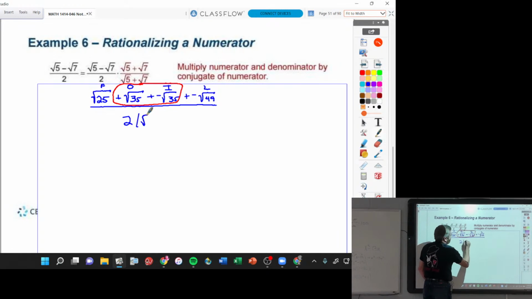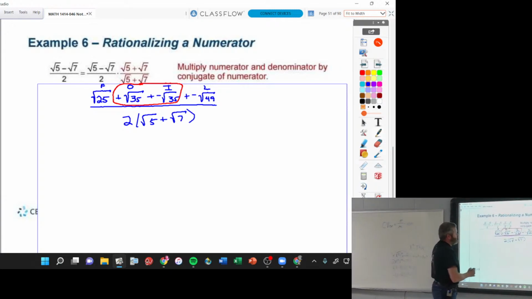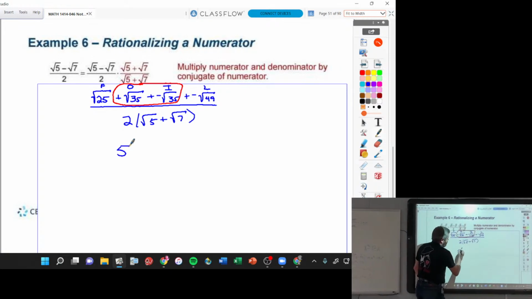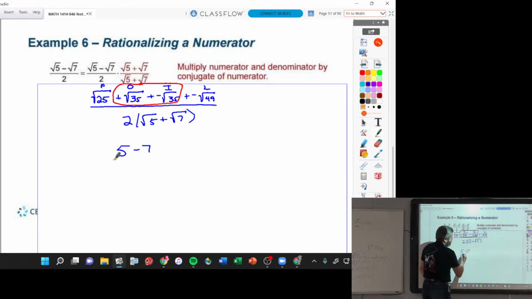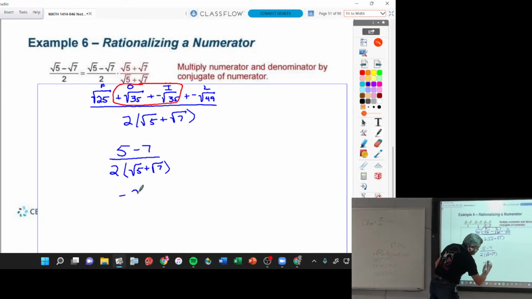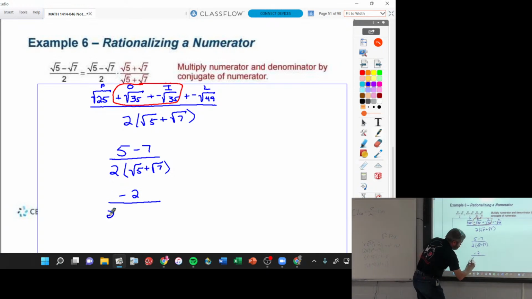So we're going to end up with a 5 minus 7 in the numerator, which means no radical, and 2 times the square root of 5 plus the square root of 7 on the bottom. So again, back to the top, the square root of 25 was 5, minus 7 is negative 2. Outside and inside cancel, over 2 times the square root of 5 plus the square root of 7.